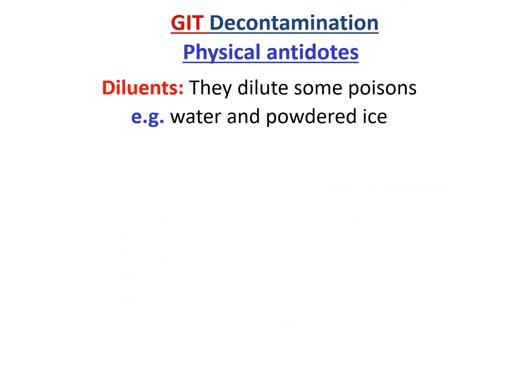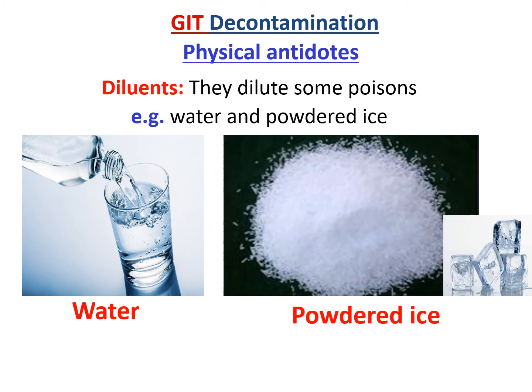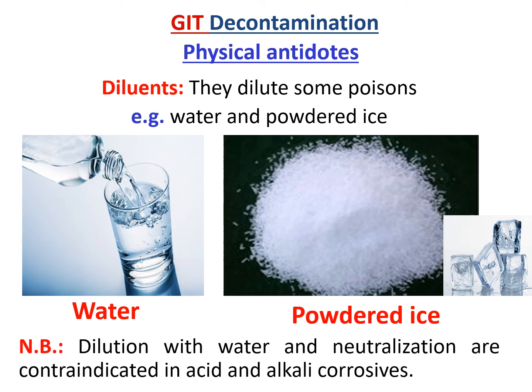Diluents, from their name, dilute the poisons, like water and iced powder. However, water and neutralization are contraindicated in case of acid or alkali corrosives because they increase the surface area of the stomach exposed to the corrosive agents and worsen the condition. The iced powder is better to be used than water.